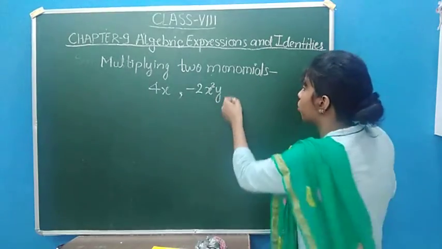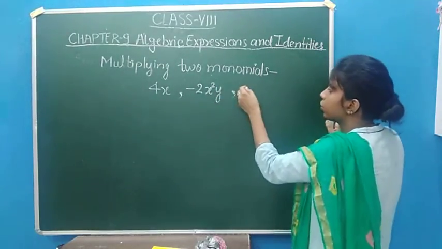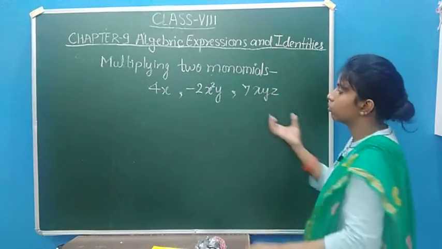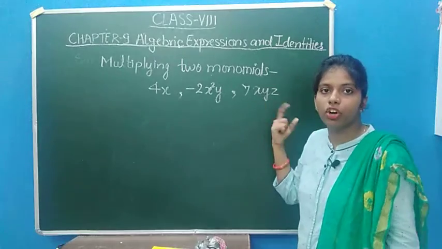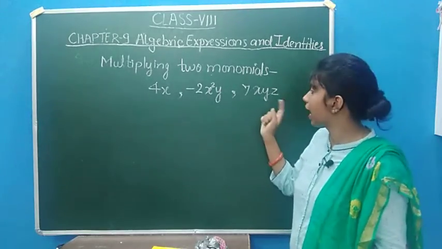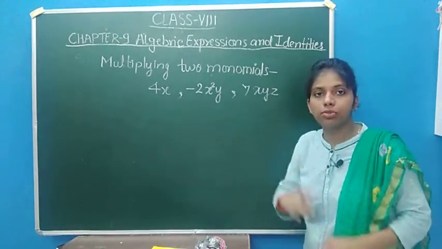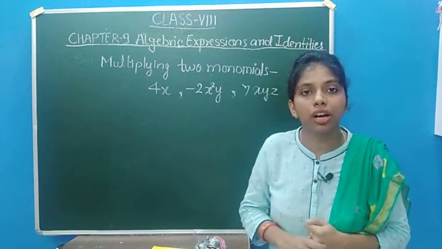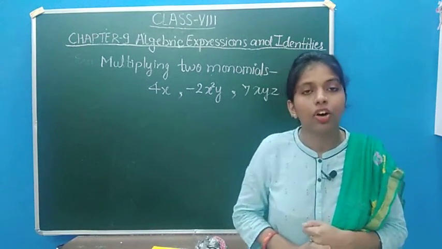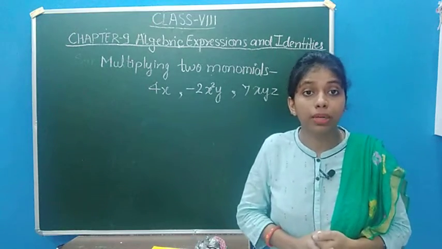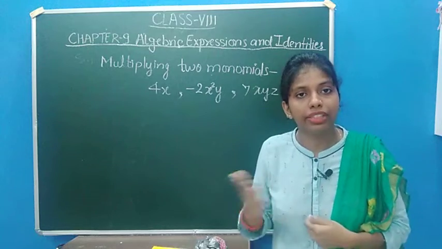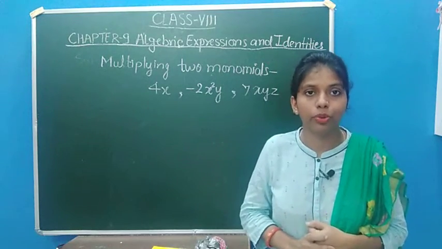I am taking one more example, suppose it is 7xyz. It is also a monomial because in this algebraic expression we have only one term. So what is a monomial? Any algebraic expression in which we have only one term, we call it a monomial. Okay, let's discuss how we multiply monomials. First I am taking two monomials only. After that I am going to increase the number of monomials.